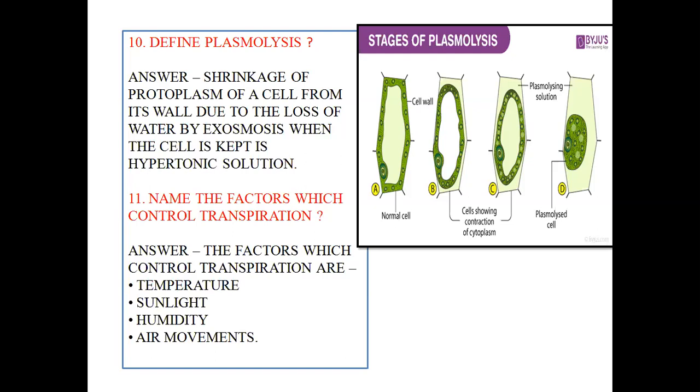Next is air movement. I said the more humid the condition, the less will be the transpiration. But if there is windy weather, it will blow away all the water vapor being released out of the leaf, and as a result, a steep diffusion gradient will be created from inside of the leaf to the outside. As a result, transpiration will be much higher when air movement is there. So this is how these factors influence transpiration.